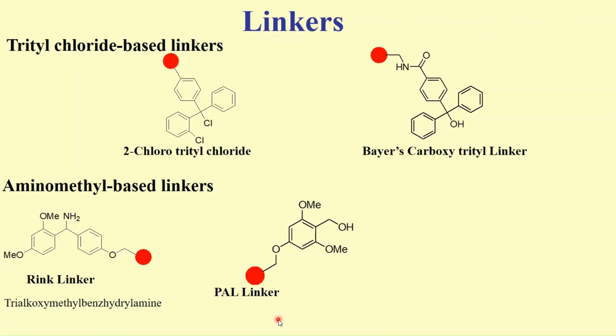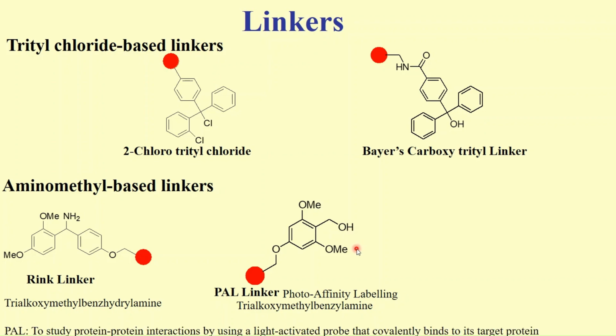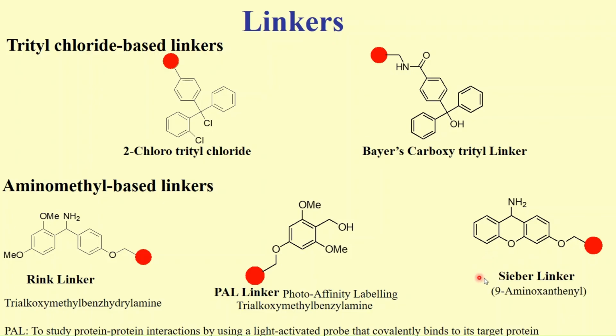Another is the PAL linker. PAL is photo affinity labeling linker. This has trialkoxy, 1, 2, 3 alkoxy groups, trialkoxy methyl benzyl amine. Photo affinity labeling linkers are used to study protein-protein interaction using a light activated probe. Next is the Sieber linker. It has a 9-amino xanthenyl linker.